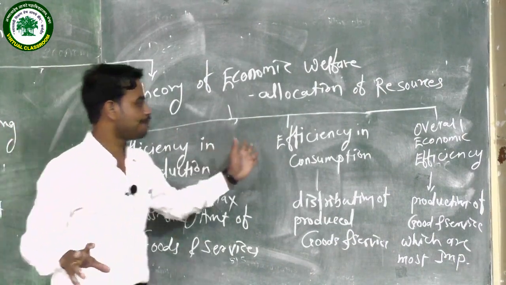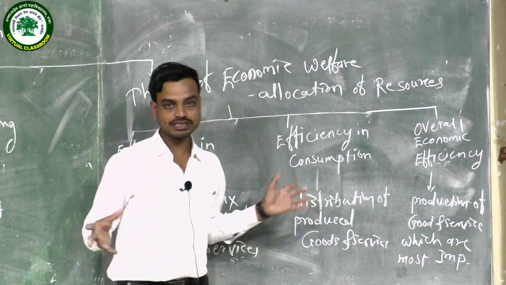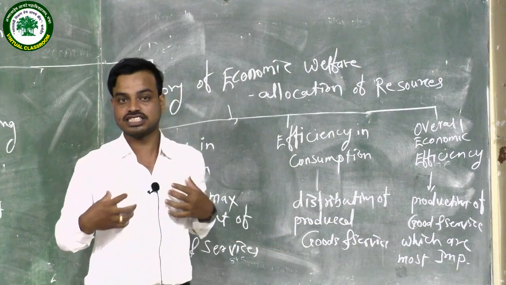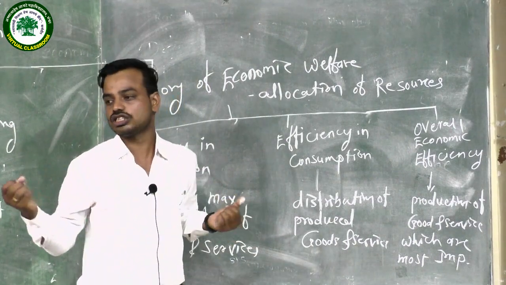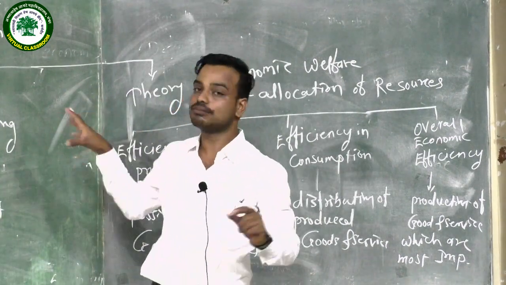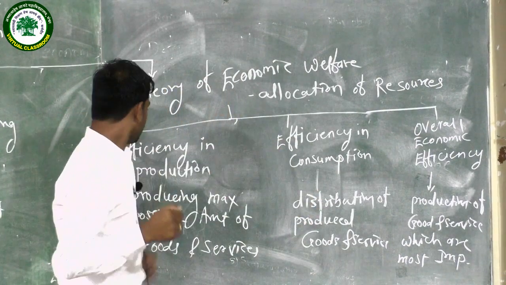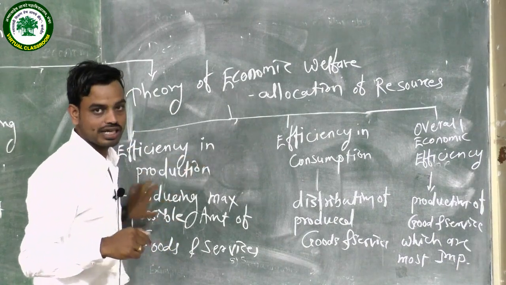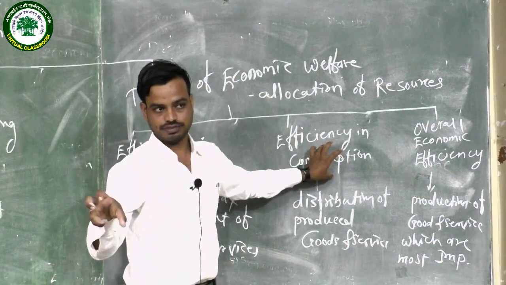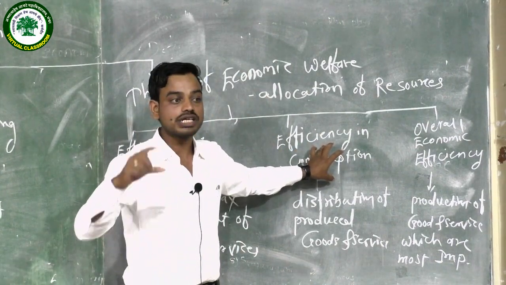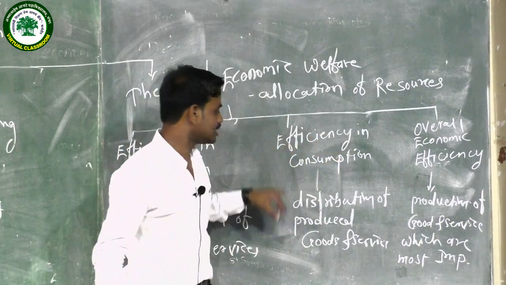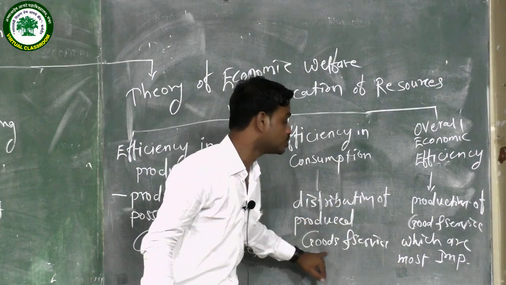Then the second thing, efficiency in consumption. Consumption means a usable, used thing. If I am a teacher, I require chalk, and using that chalk I am writing something. That means consumption. First of all, know about production. Production is a requiring thing, but consumption means a usable thing. If I am a person, I require water. If I am drinking water, that is consumption. So consumption means distribution of produced goods and services.